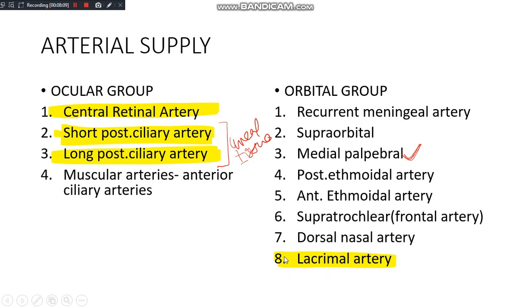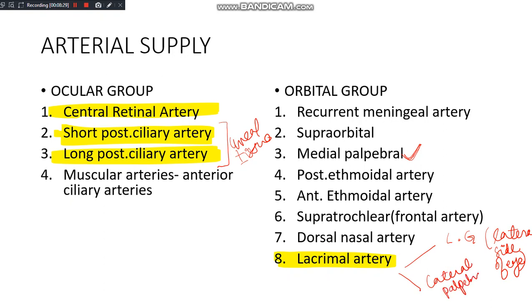ophthalmic artery. And the last one is your lacrimal artery, which has got two branches. One will supply the lacrimal gland on the lateral side of your eye, and the other branch is your lateral palpebral artery, which will supply the lateral part of the eyelid. So this was all about the arterial supply.